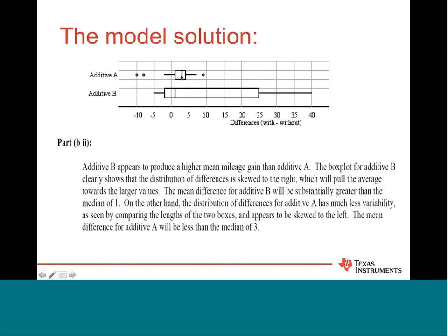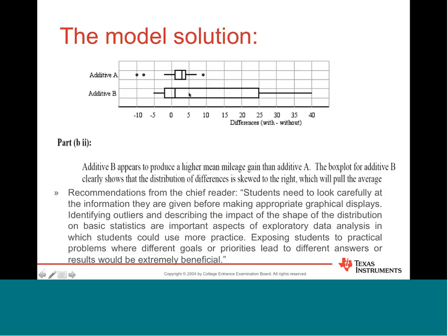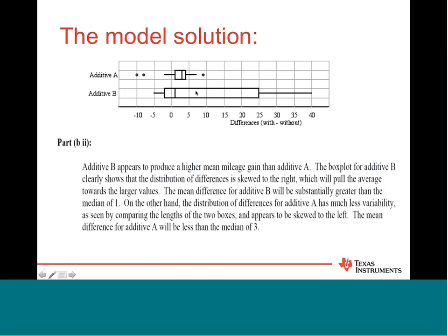On the other hand, the distribution of differences for A has much less variability, as seen by comparing the lengths of the two boxes. Now, the boxes are that middle 50% of the data. That's kind of what's typical, maybe what you would expect. So if you compare the lengths, you see that B has much more variability in that middle 50% than A does. So the mean difference for additive A will be less than the median of 3.